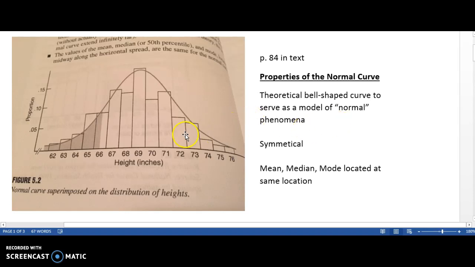So for example, on page 84, there's a histogram sketched in the one diagram where you can see the bars for each of these classes. And they're somewhat symmetrical. They're not leaning too much one way or the other. So this would be a set of data where your mean and your median are basically right around here at the 69 inches. And you notice they superimposed a bell-shaped curve, or what we call the normal curve, over top of this.